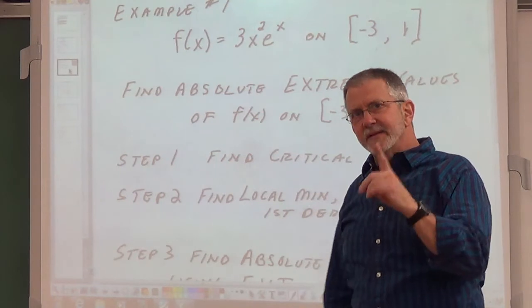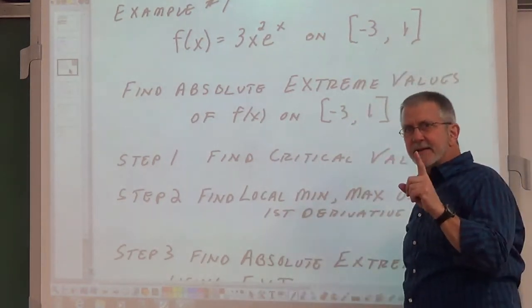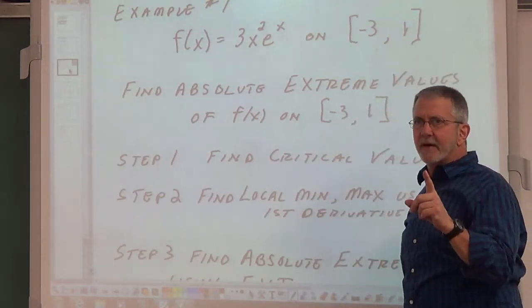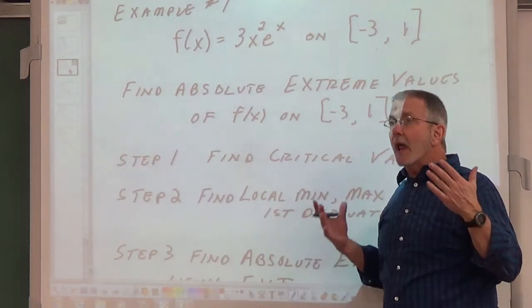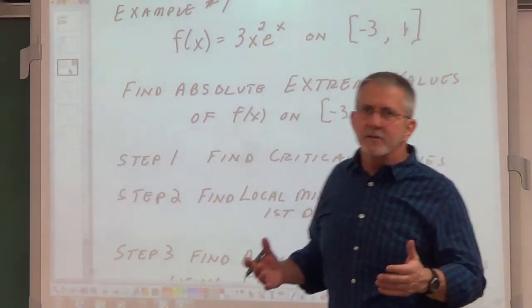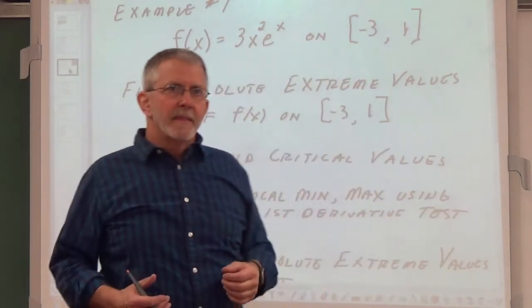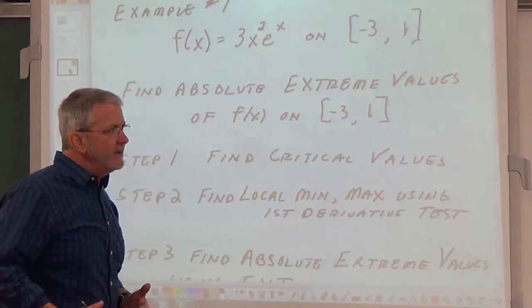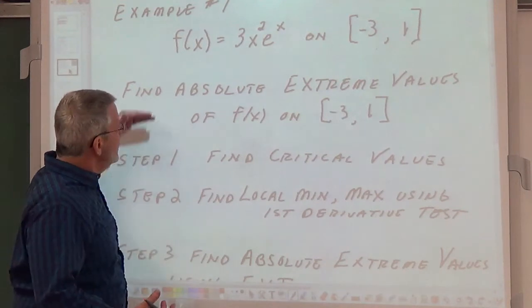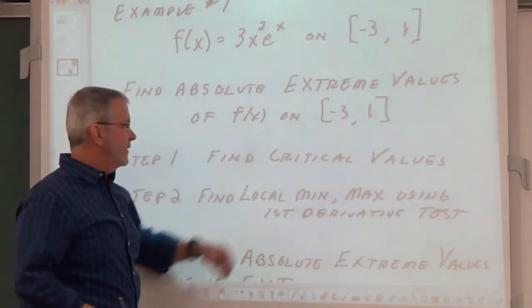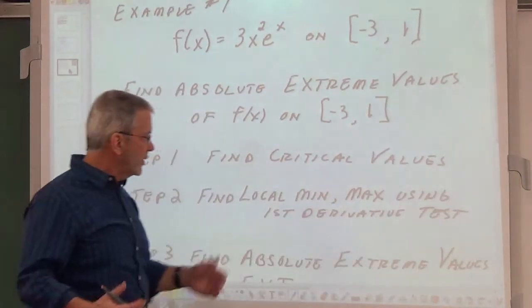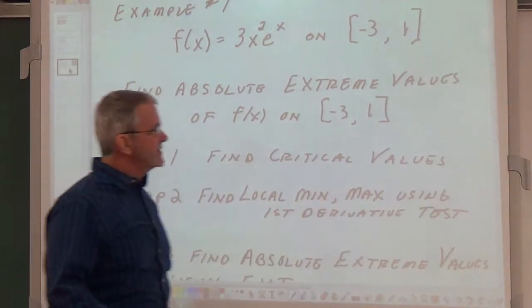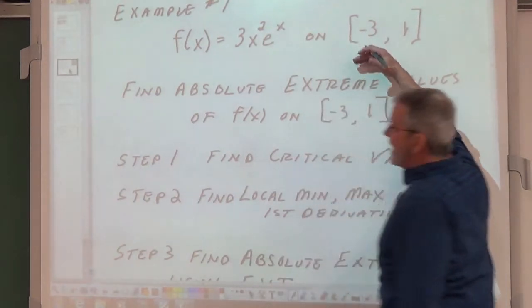But here's what happens, especially on the AP test. People forget about the extreme value theorem, they forget about the endpoints, and they only find the local max, and you get severely penalized. You don't get all the points. But the first thing you have to do, and the first thing most students do, is find the critical values, and they do find the local mins and maxes using the first derivative test, and we're going to do that. But don't forget the last step here, because I want to find the absolute extrema.